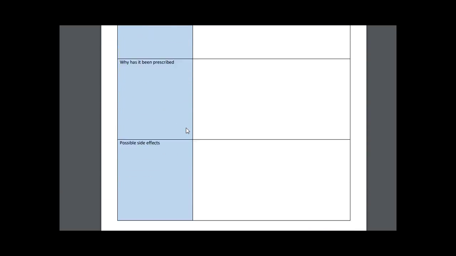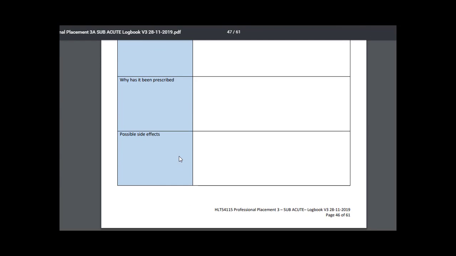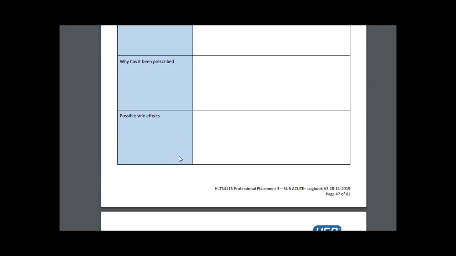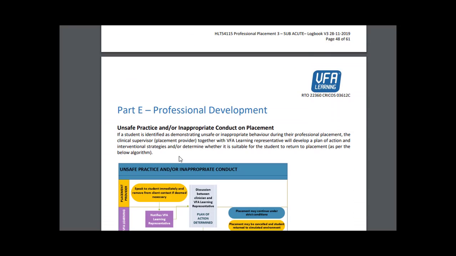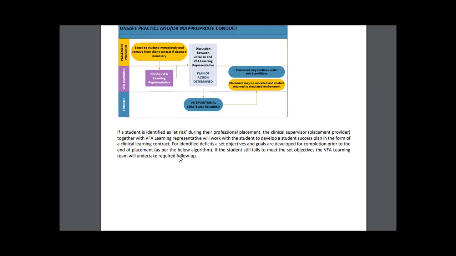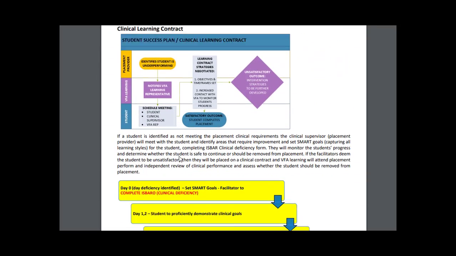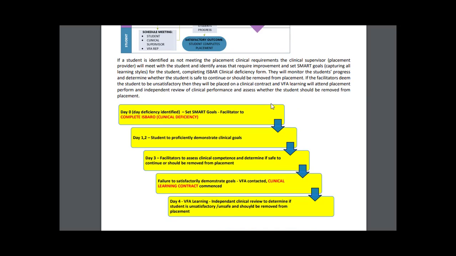Okay, so you need to complete this section. So that's the oral one, this is the subcutaneous reflection, this is the intramuscular reflection, and this is the peripheral IV reflection. The Part E professional development we've slightly tweaked by adding in this algorithm here so that it's very clear what will be happening if you've been identified to have any clinical deficiencies whilst on placement.